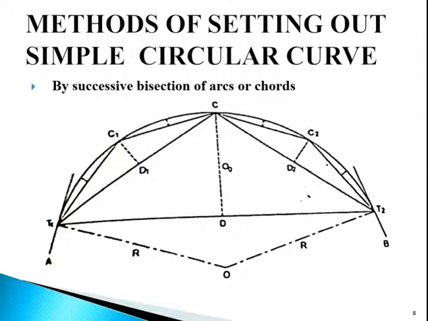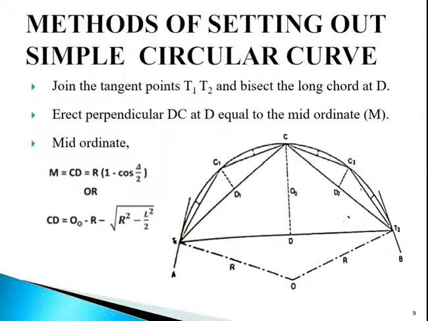So let T1 and T2 be the tangent points. The long chord T1T2 is bisected at D, and the mid ordinate CD is equal to R into bracket 1 minus cos delta by 2. Now let's see the procedure for how to find it.